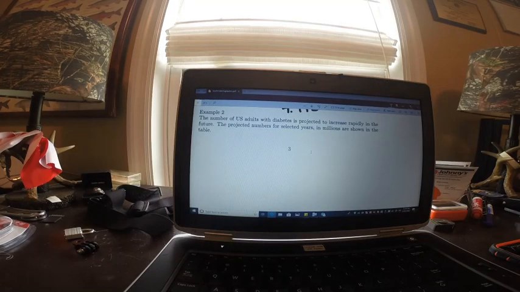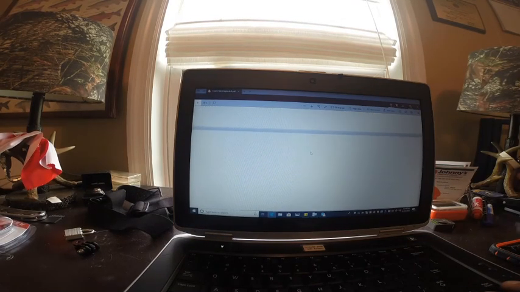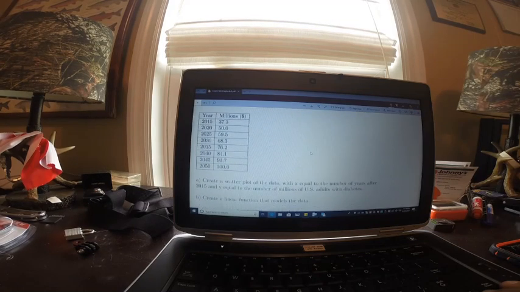Example 2 says the number of U.S. adults with diabetes is projected to increase rapidly in the future. The projected numbers for selected years in millions are shown in the table. And we have the table on the next page. Okay, so here's the table.